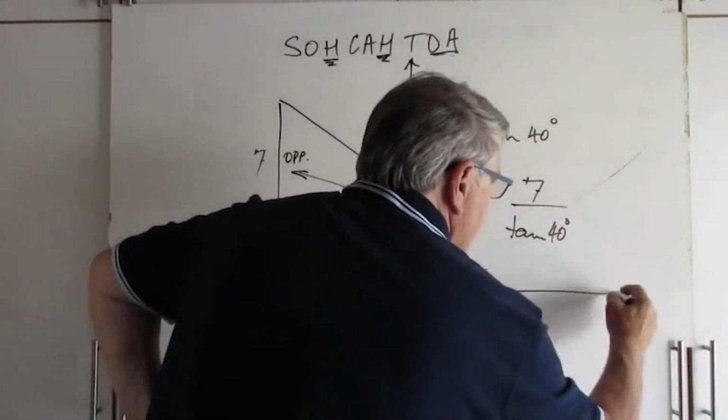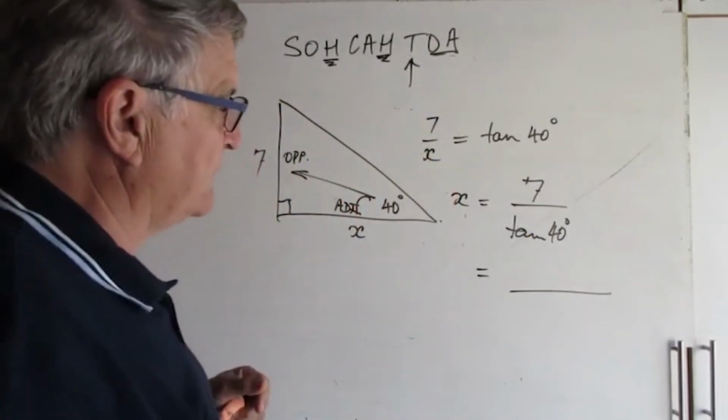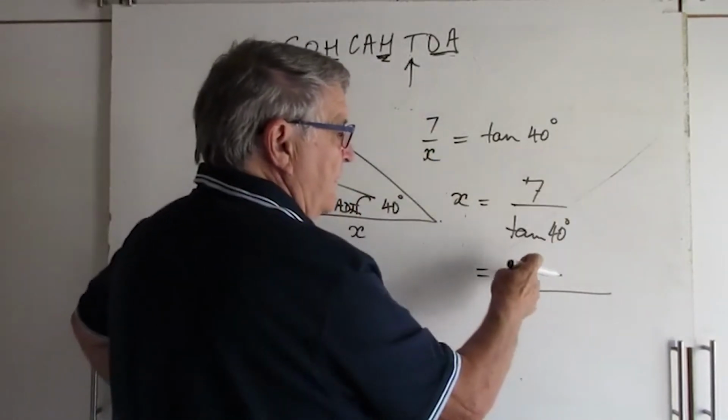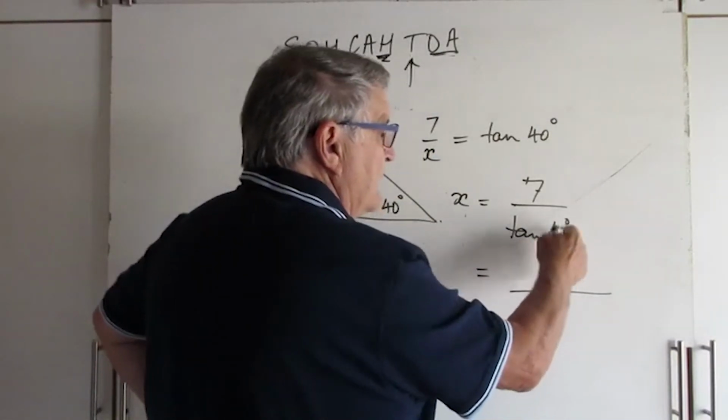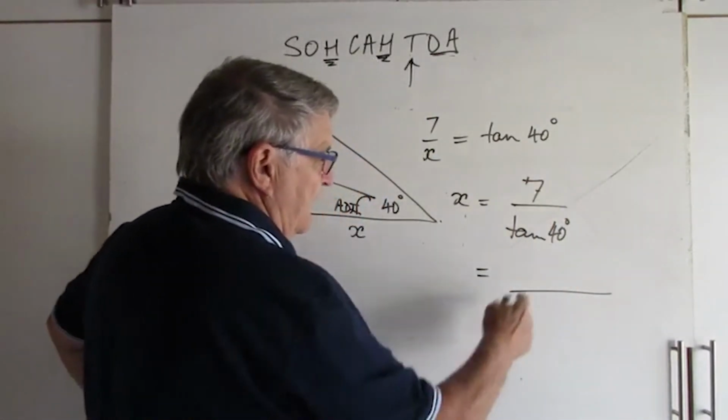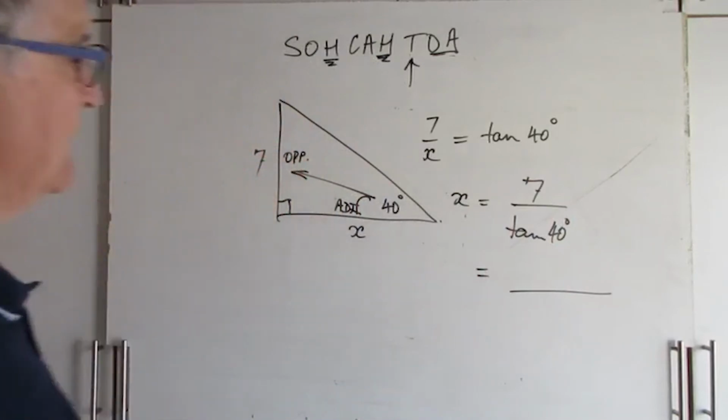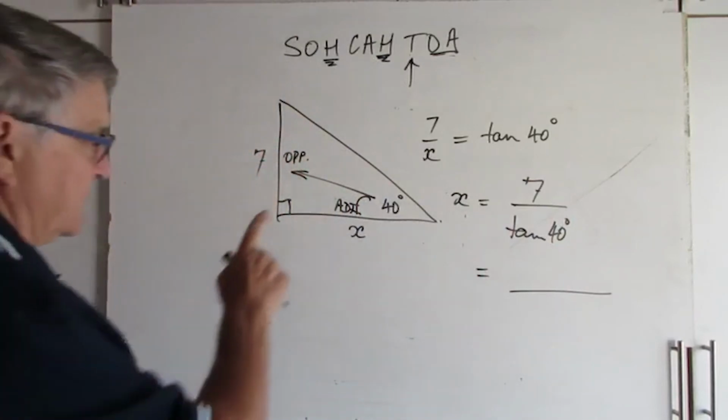Calculator problem. No hidden brackets. 7 divided by tan 40. The calculator will do the tan 40, then it will divide it into 7. We'll get a decimal answer. Okay? Look out for this.